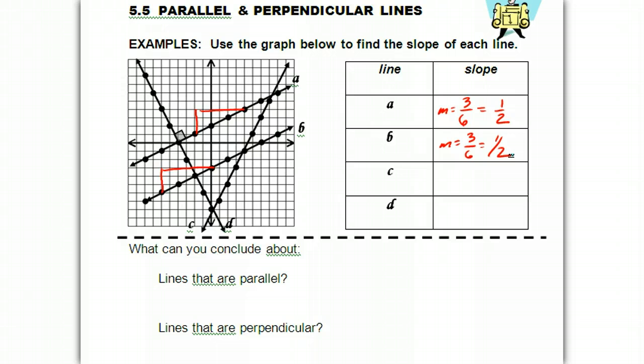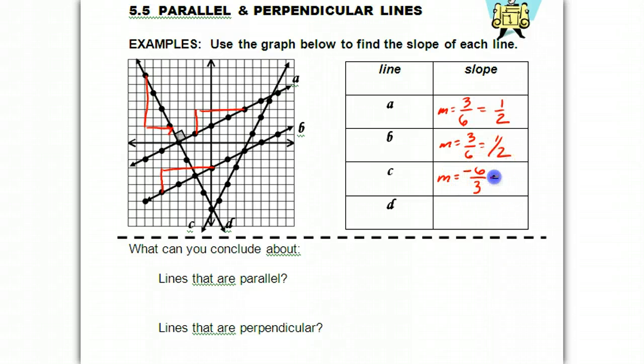Okay? Perpendicular means that the two lines are going to be at a right angle. So A and D, it says right here that they're perpendicular. So let's find the slope of line D. So let's find a point here. So we'll start up here, and now I'm going down. So I'm going to go down 1, 2, 3, 4, 5, 6, and over 3. So my rise now is -6, and my run is going to be +3.